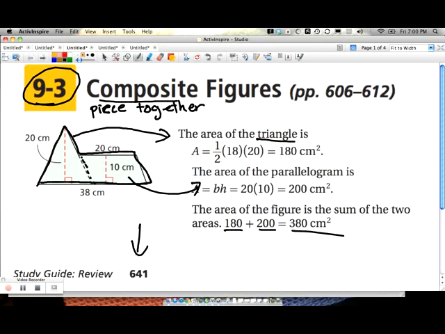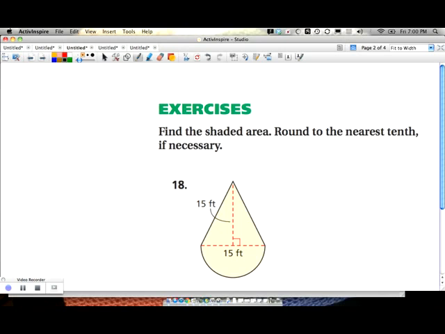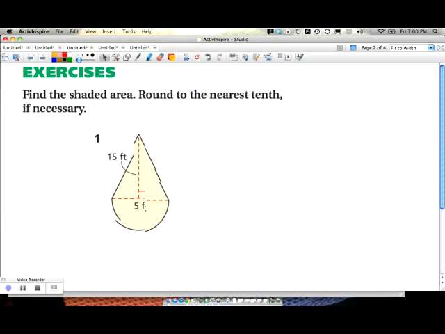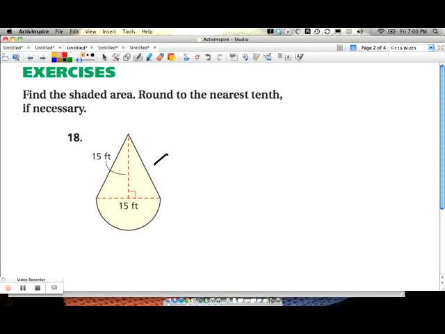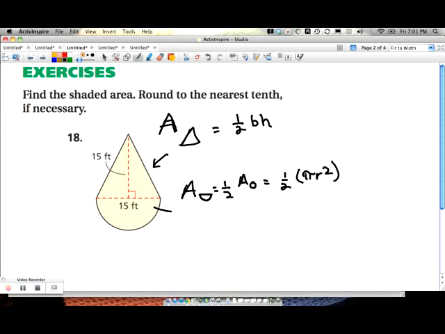And by the way, if you're still looking for where this is, it's in the review section, chapter 9, page 641. Let's start with this one. What shapes do you see? I see a triangle. And the area of a triangle equals 1/2 base times height. Then I see a semicircle, and the area of a semicircle is half the area of a circle, which equals half the area of what a normal circle is, which is pi r squared. So we need to know what the radius is in order to calculate that one.